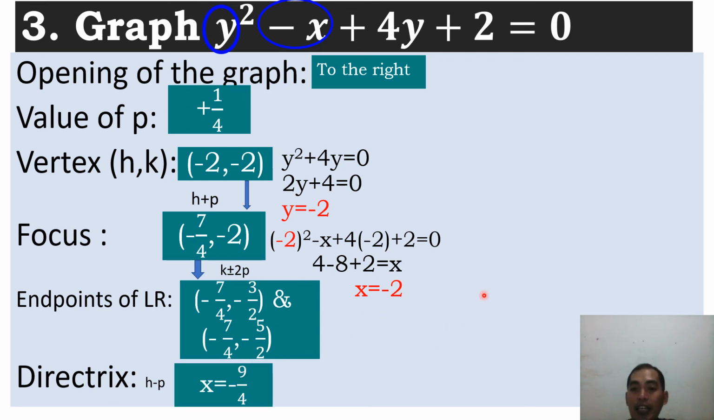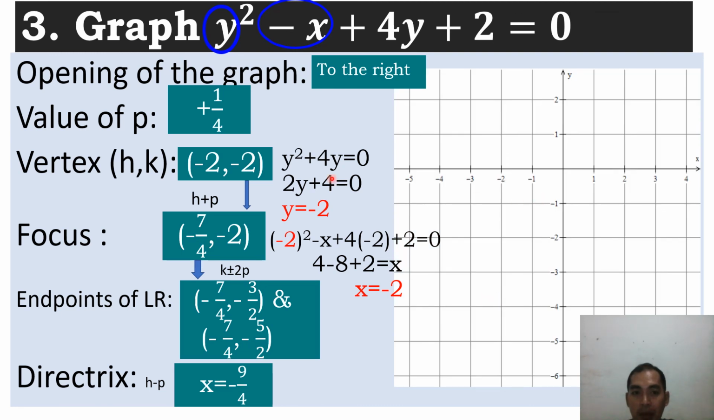Then, after that, you make a Cartesian coordinate plane. Plot the vertex, negative 2, negative 2. And then the focus, negative 1.75, here, around here. Negative 2 here. Endpoints of the latus rectum, negative 1.75, and negative 1 and 1/2. So here, negative 1 and 1/2 here. And negative 7/4 and negative 5/2, which is 2.5.